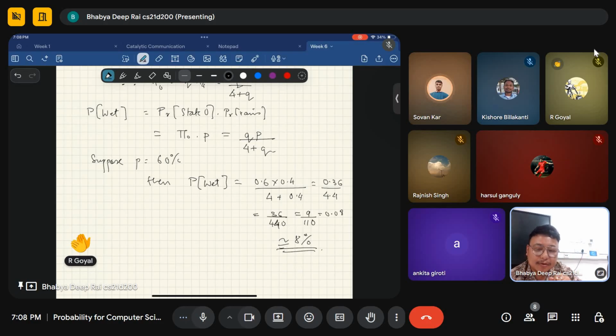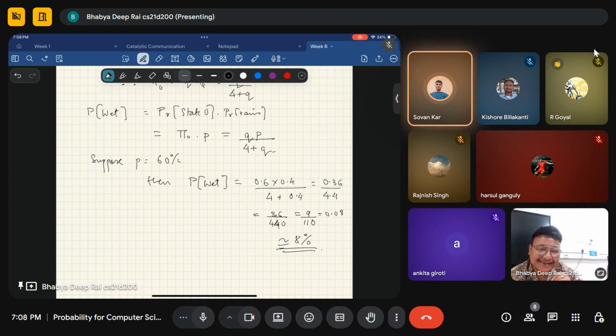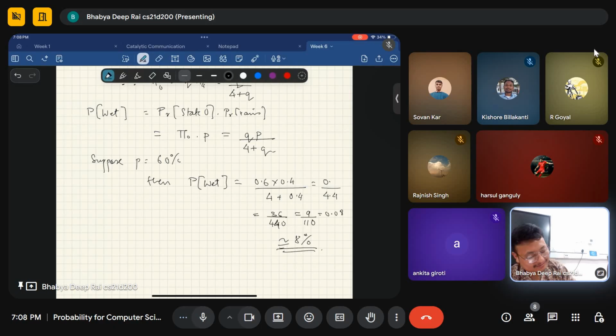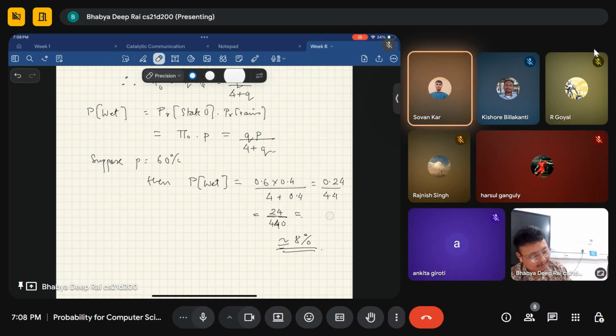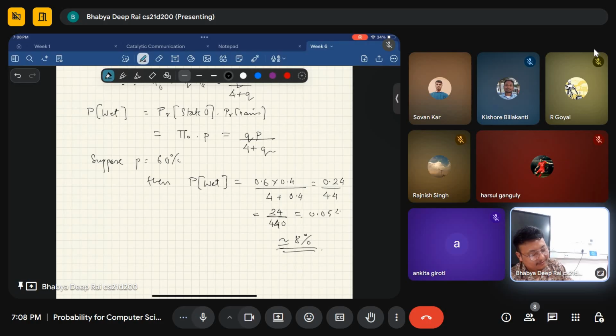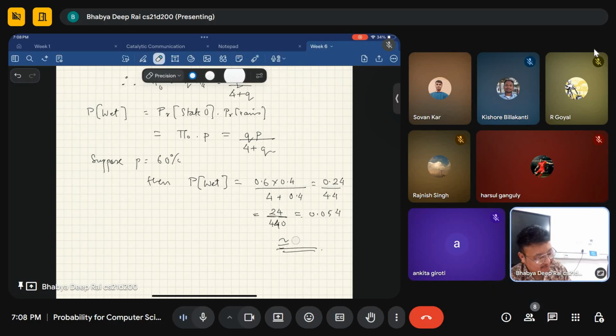Sir, it's wrong. Oh, it's wrong. Okay. Yeah, tell me. Sir, 0.6 into 0.4 is 0.24. How is it 0.36? Oh, yeah. Sorry. 0.24. Okay. So how much does it come to? 0.054. Okay, good. So this comes to even smaller chances, something like 5.4%.